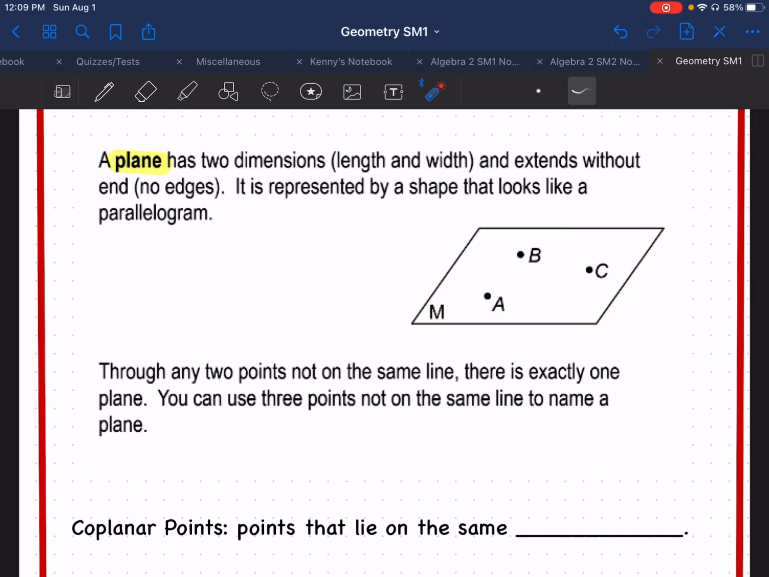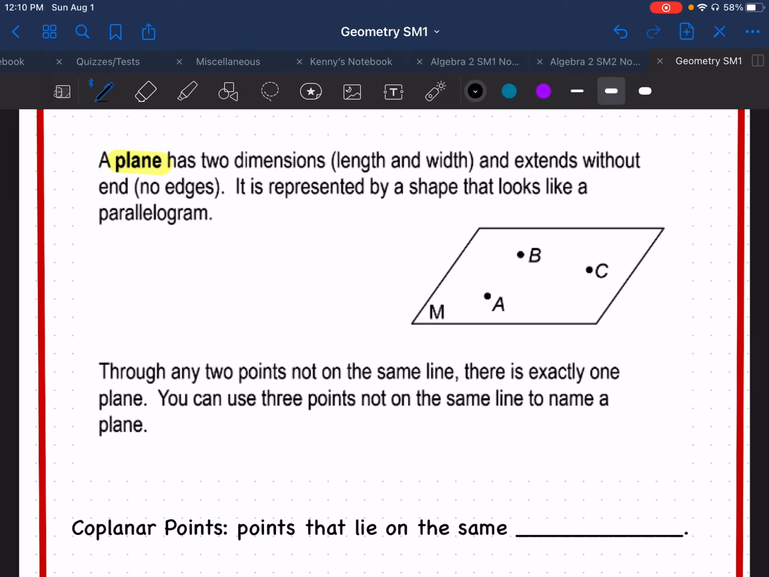You do notice that there are 1, 2, 3 points on the plane and that there is a capital letter over here in the corner which has no point. Let's read on. Through any 3 points not in the same line, there is exactly one plane. You can use 3 points not in the same line to make a plane. So when you name a plane, you need 3 points that are not in the same line to name it. Basically, what I do is I look for 3 points that can create a triangle.